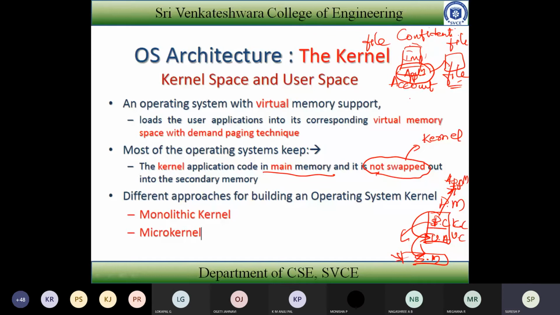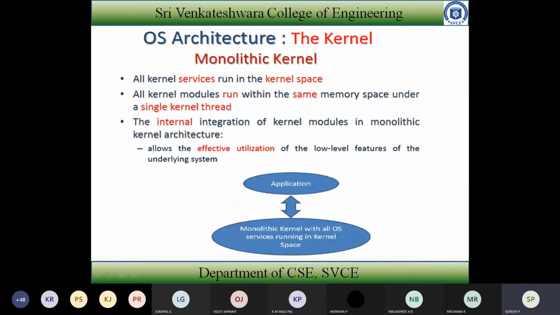Now when it comes to the operating system, there are different approaches for building an operating system kernel. What are the two different approaches? One is the monolithic kernel, the other is the microkernel. This you have already read. What do you mean by monolithic kernel and what do you mean by microkernel? Next, in the monolithic kernel, most of the kernel services will run in the kernel space only.